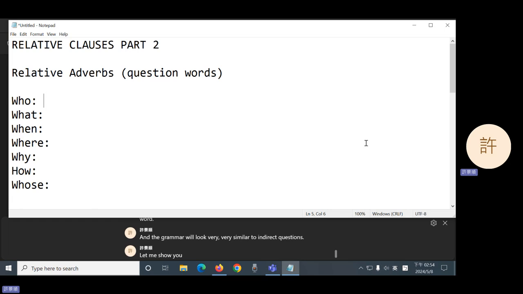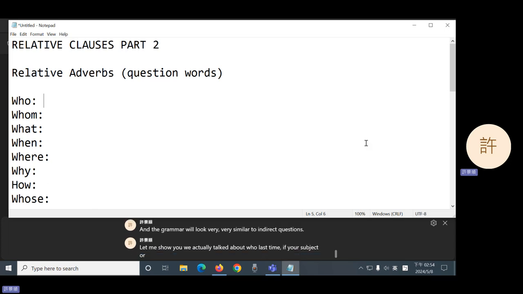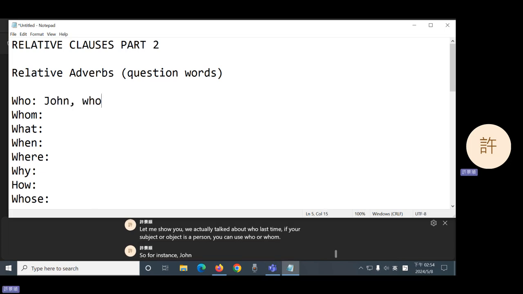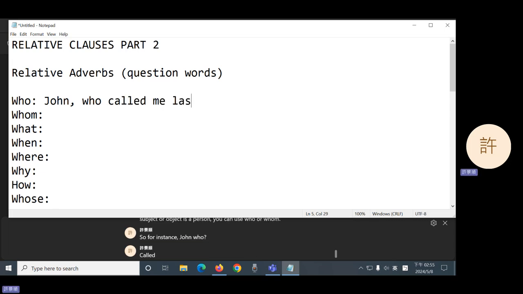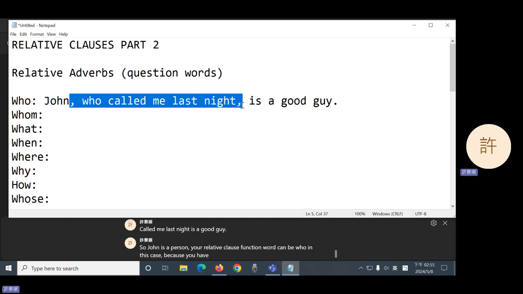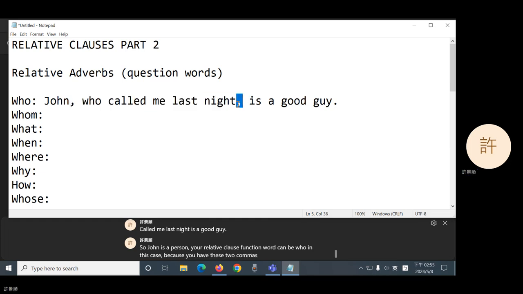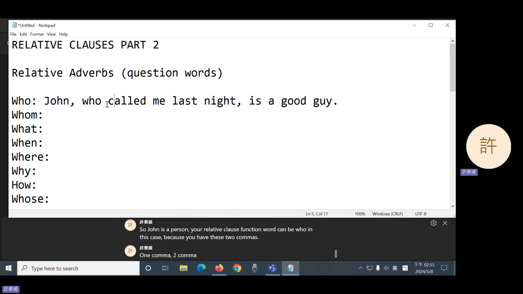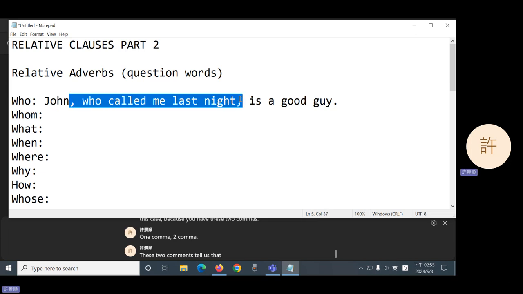Let me show you. We actually talked about who last time. If your subject or object is a person, you can use who or whom. So for instance, John, who called me last night, is a good guy. So John is a person. Your relative clause function word can be who. In this case, because you have these two commas, one comma, two comma, these two commas tell us that this is extra information. Even if we don't have this middle part, we know which John the speaker is talking about.